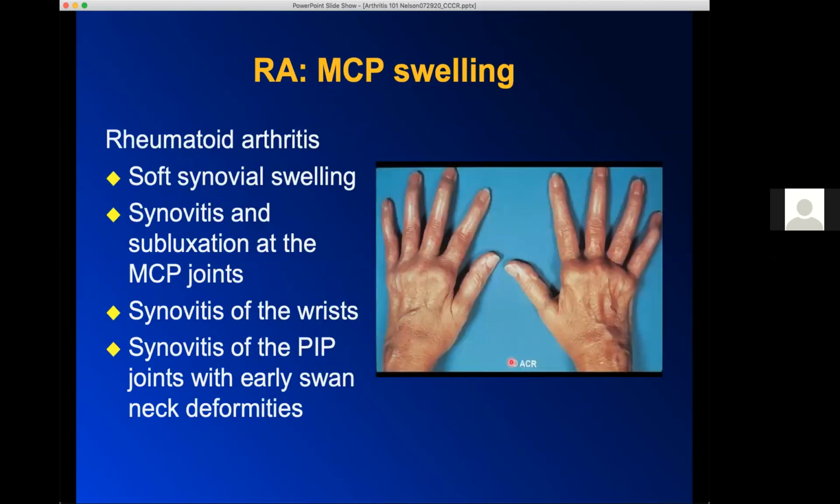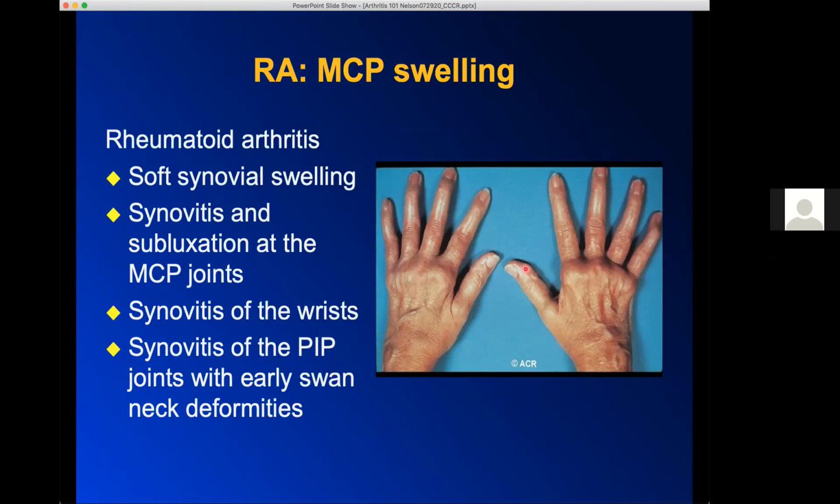So here's a picture of RA hands. If you think back to our picture of OA hands a minute ago, the first thing you'll probably notice is this soft tissue swelling all the way across the MCPs. It's very symmetric. So this is synovitis of the MCP joints. It's symmetrical, in the small joints of both hands, a little bit different than what we saw with osteoarthritis. RA typically does not really affect the DIP joints that much. It can certainly get at the PIP joints, and it's less interested in the CMC. So the distribution is different.